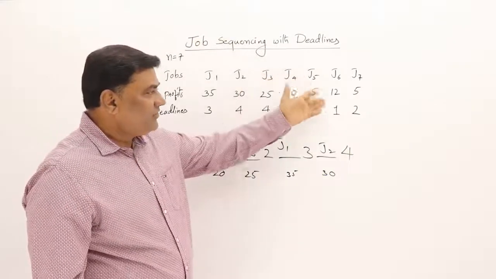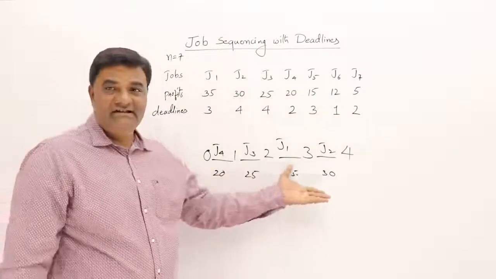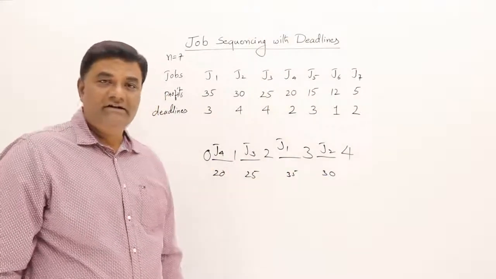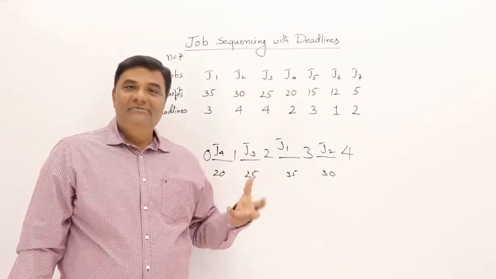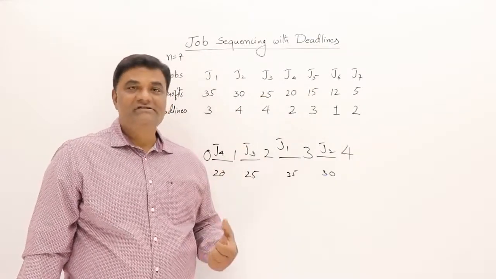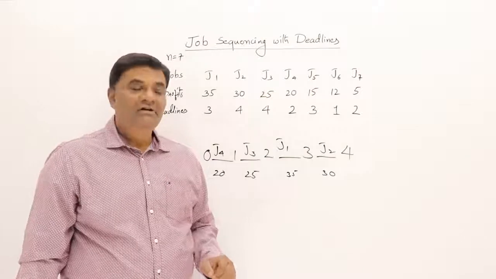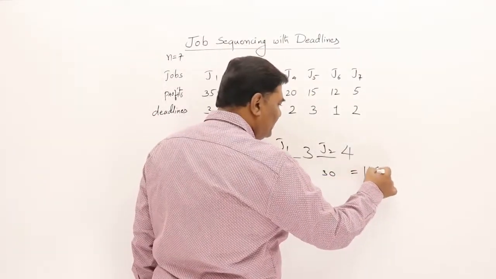Now job 5, job 6 and 7, I don't even have to check them because I see that all the slots are already occupied. So those jobs cannot be completed. So when we have limited slots and we have more jobs, then we have to select the job such that the profit is maximum. Final profit is, add all these, it is 110.